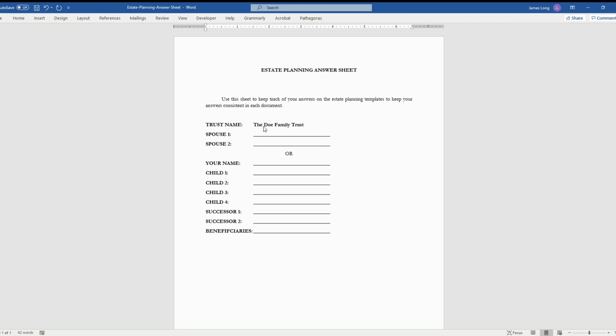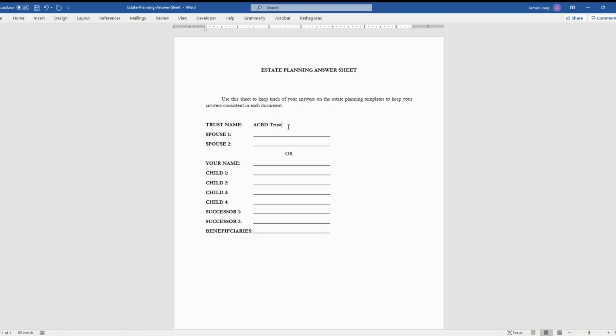And that's it. You can also do the Doe Family Living, not loving. I mean, I'm sure they're loving. Living Trust, Doe Family Living Trust. You can also do the Doe Family Revocable Living Trust. It can be anything you want. The only thing you need is the word trust. So if you wanted it to be the ABC Trust, ABCD Trust, you can do that.